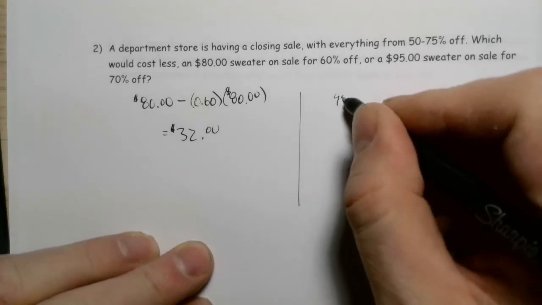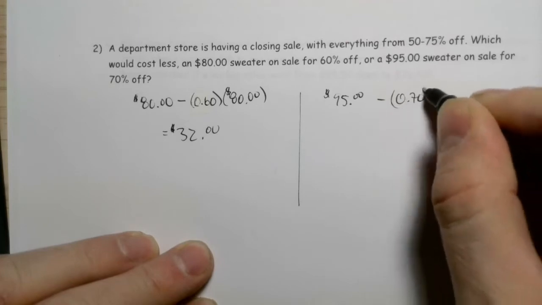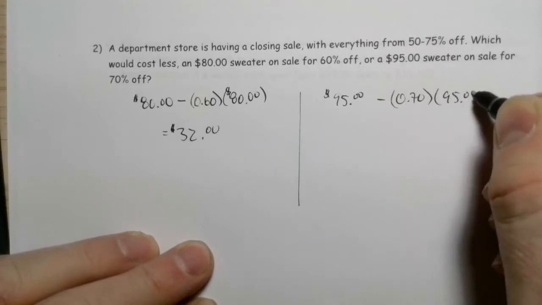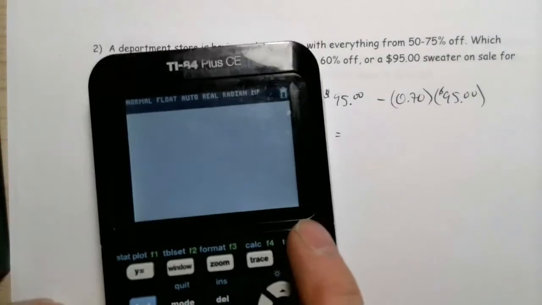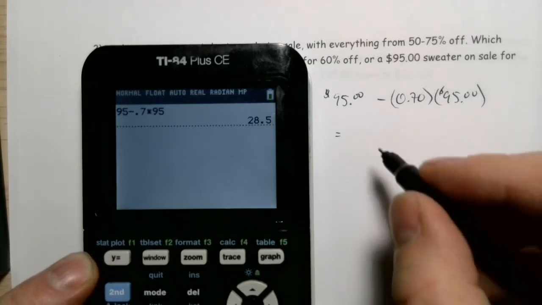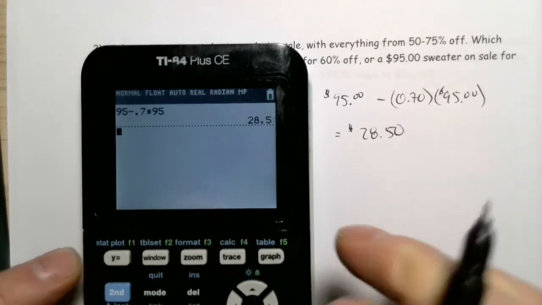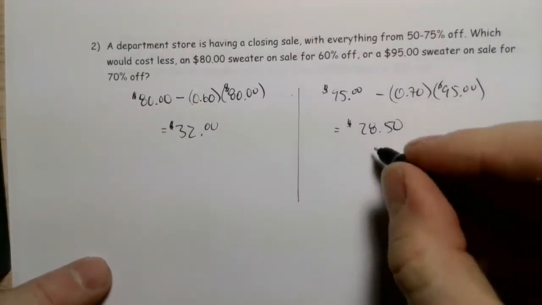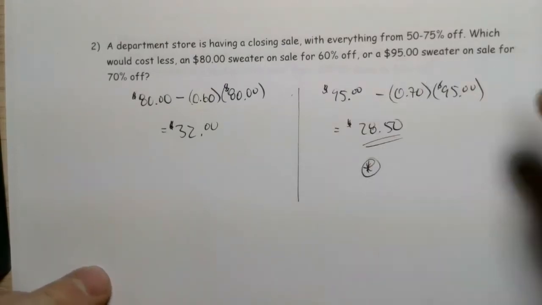Or we take a $95 sweater and subtract 70% off. Again, I'm going to do this in one step on my calculator. So I'll do this over here: $95 minus 0.7 times 95. That is a better deal. So this one right here is giving us the better deal. That's the cheaper sweater.